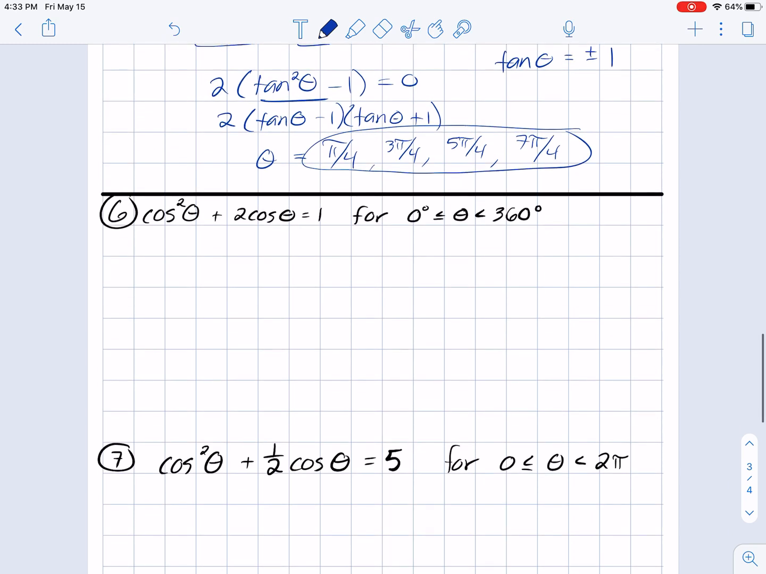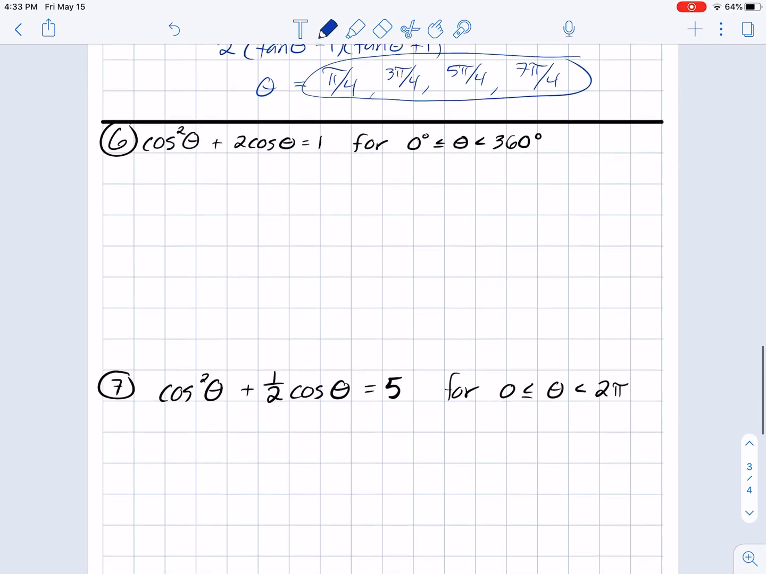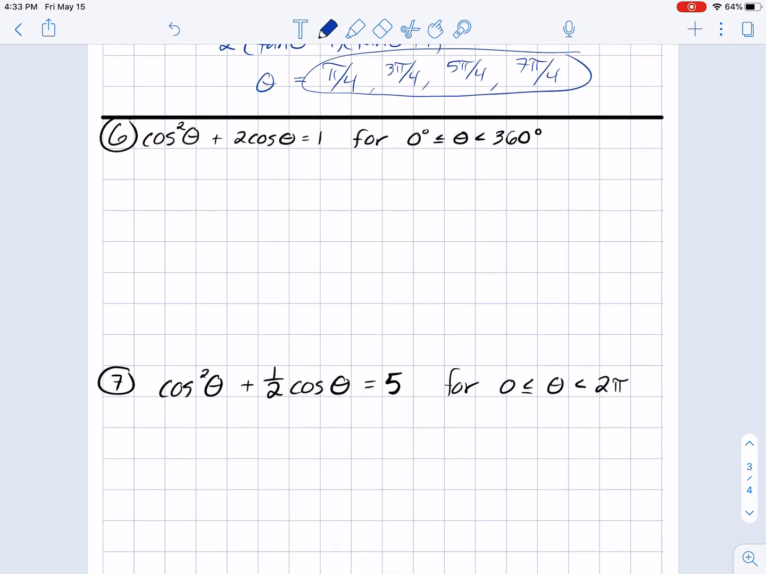All right, let's do the last 2 together. I don't think there's any like these last 2 on the homework. These are pretty difficult, but one of these is a no solution, and one you cannot. Both of these you can't factor, which is why I wanted to finish with these 2.